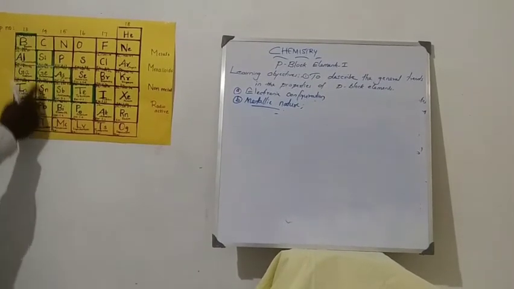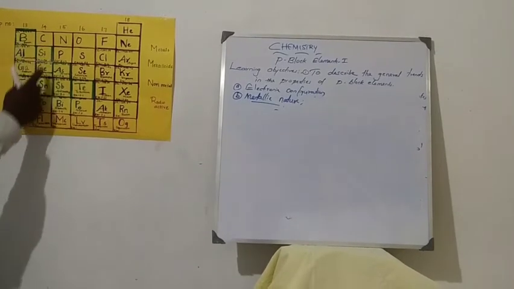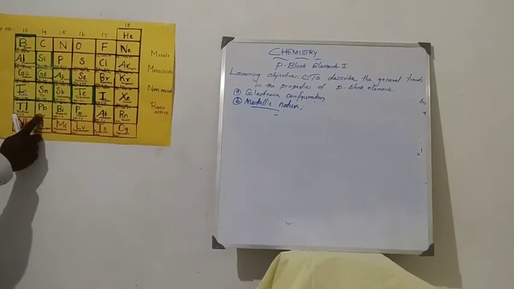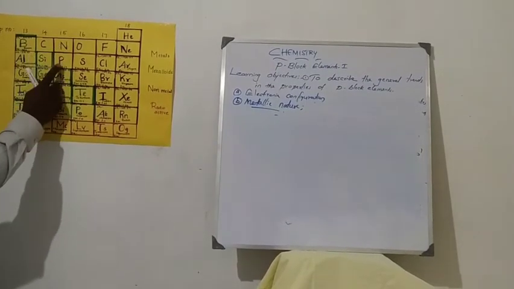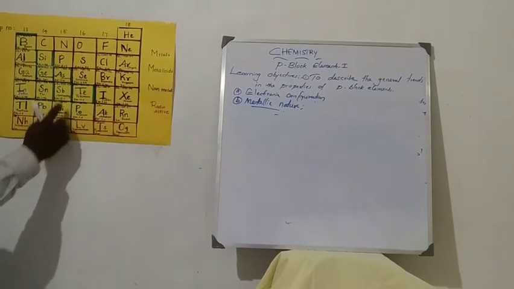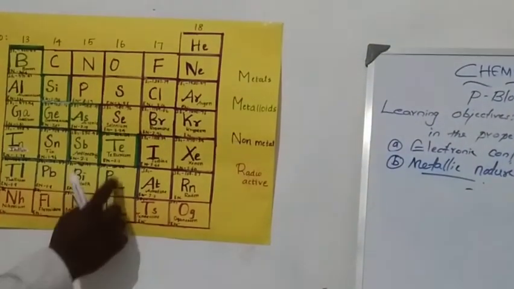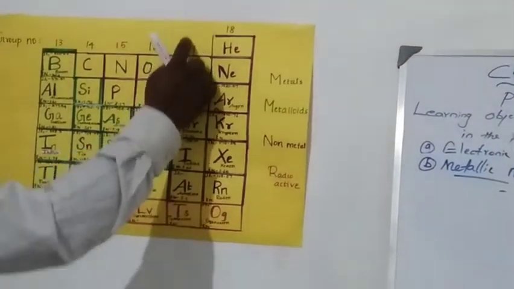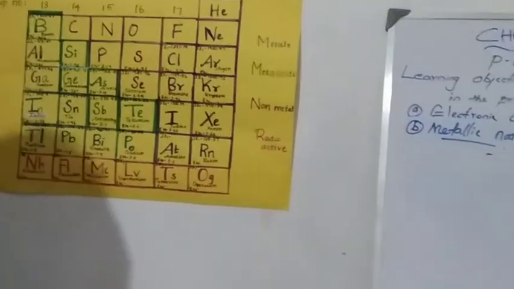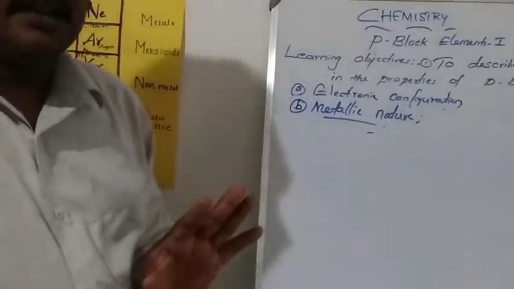The 14th group, the first element carbon is a non-metal. Silicon and germanium are metalloids, and tin and lead are metals. The 15th group, nitrogen and phosphorus are non-metals. Arsenic and antimony are metalloids. Bismuth is a metal. The 16th group, oxygen, sulfur, selenium are non-metals. Tellurium is a metalloid and polonium is a metal. The 17th group is fully non-metal, and the 18th group is also non-metal. This is about the metallic nature in the periodic table.